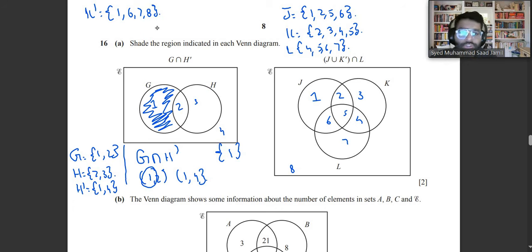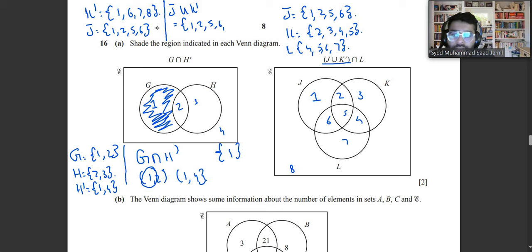Now J union K complement. Which numbers are in J? 1, 2, 5, 6. Write all of these numbers together. J union K complement is equal to 1, 2, 5, 6, 7, 8.